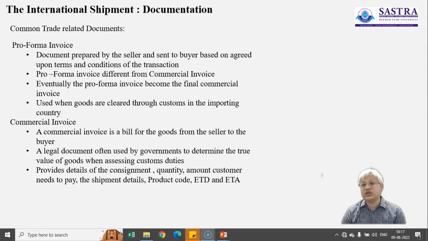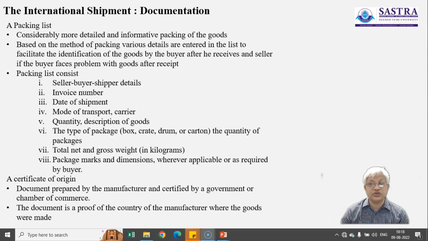Both are very essential for the buyer in a foreign country or overseas to determine when the goods will reach the destination, and he can then calculate how many days are required for the goods to be cleared from his port and reach his factory or his warehouse for continuing the production process. So with this we have covered pro forma invoice and commercial invoice.